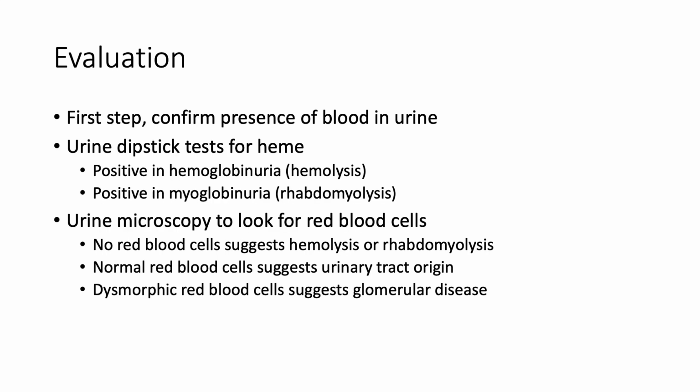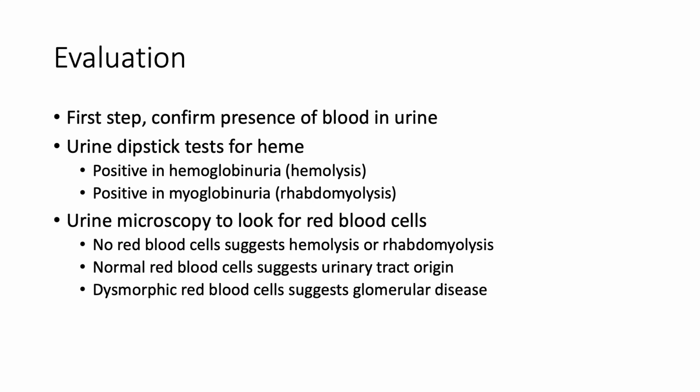So the first step, if you have a patient who says there's blood in their urine, is to confirm that there actually is blood in their urine. Typically you're going to do that with a urine dipstick, which is going to detect heme in the urine. That can be positive if they have hemolysis or rhabdomyolysis, because there will be hemoglobin or myoglobin in the urine. If you do have a positive dipstick, the next step is to get urine microscopy so that you can confirm that there actually are red blood cells.